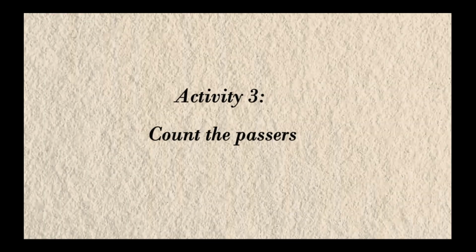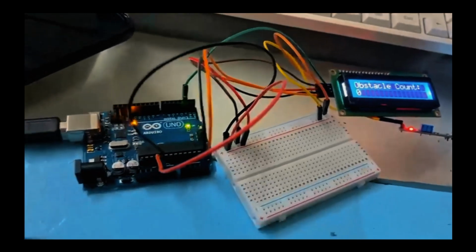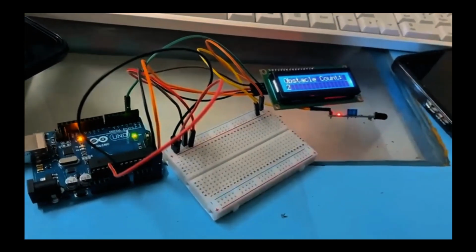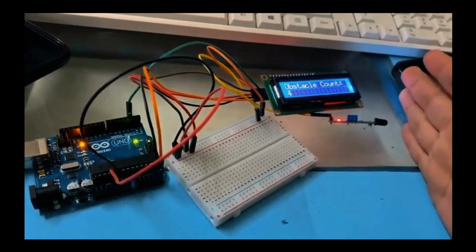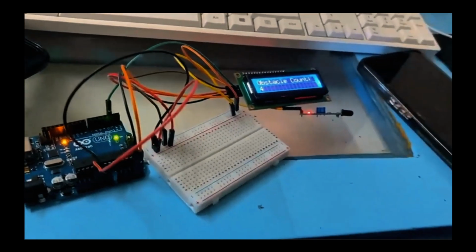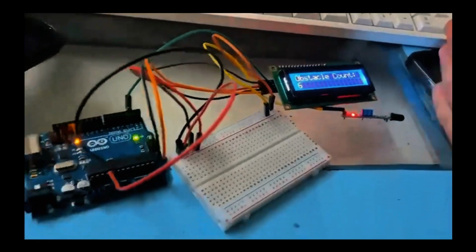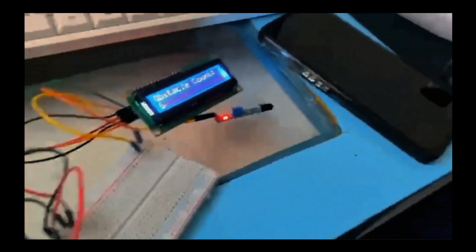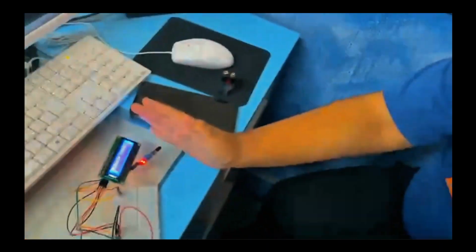Activity 3. Count the buzzers. In this activity, the IR sensor counts objects passing by and shows the count on the LCD. Challenges we faced during this activity: miscounts from past movements. Solution: we added a short delay for accurate counting.